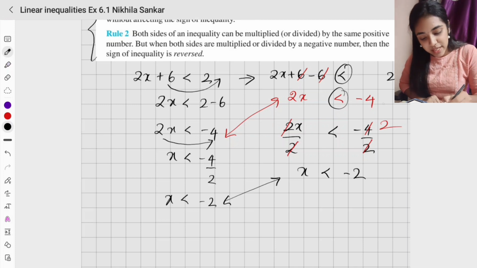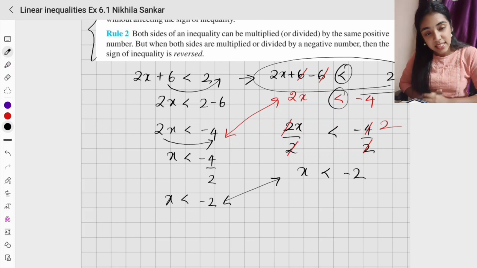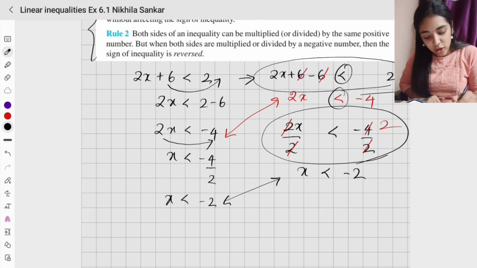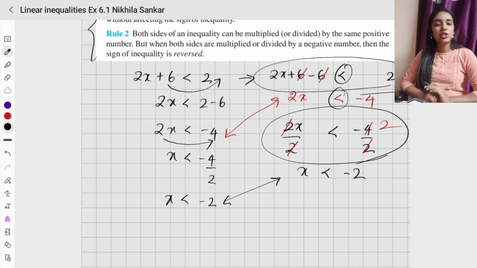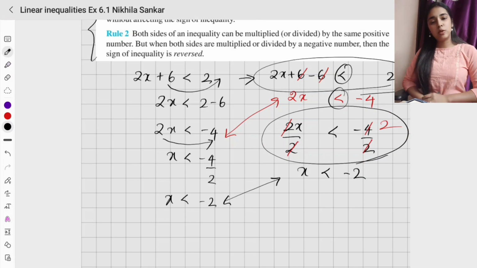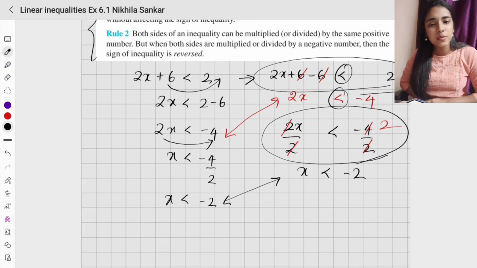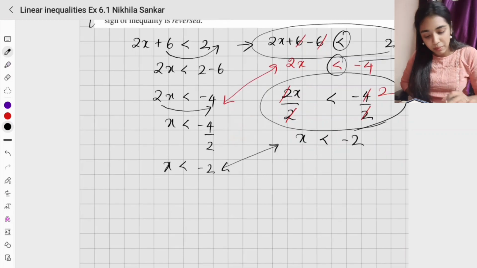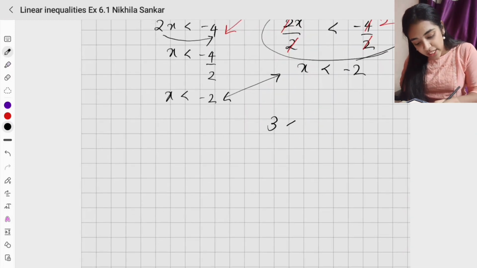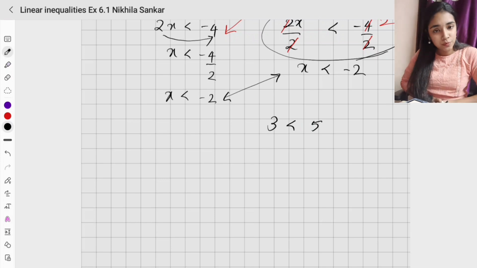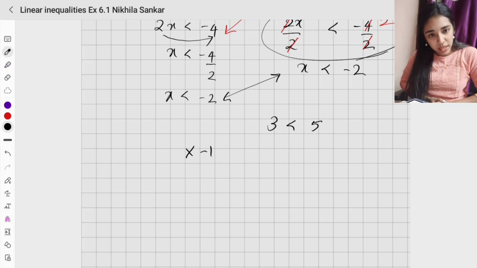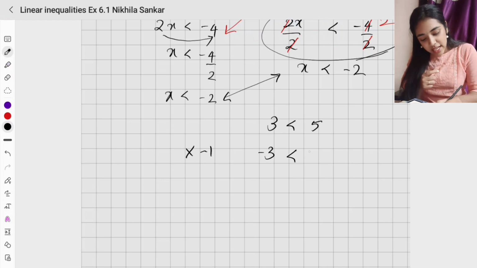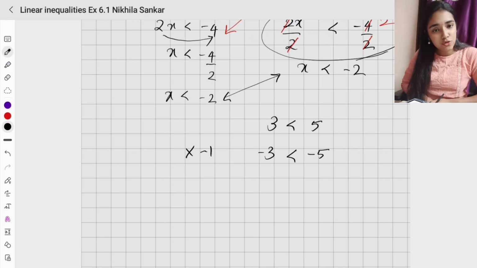So what am I doing? Basically I can add or subtract the same numbers on both sides of the inequality. This is one thing. And I can divide or multiply by the same number on both sides of the inequality. But division and multiplication are applicable only for positive numbers. What happens when you multiply or divide by a negative number? If for example, I have 3 is less than 5. Is this true? Yes. Now I'm going to multiply both sides by minus 1. Now multiplying by minus 1, minus 3 less than minus 5. But is this true? No.